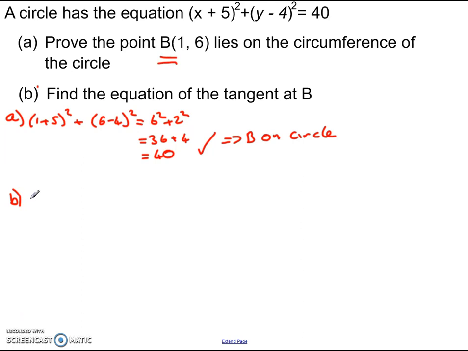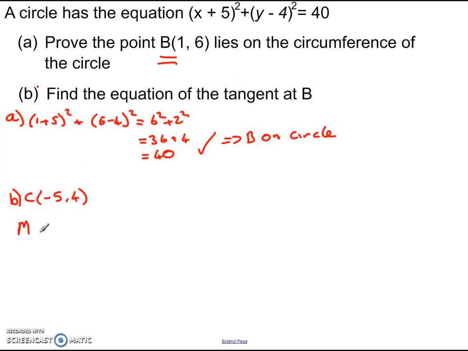So first thing I should really do is look at the equation of the circle here and read off the centre, which we'll call C. Now remember, x minus a, y minus b, where a and b are the centre. That tells me then that the x part of the centre is -5, the y part is 4. So there you go, there's the centre of my circle given in this equation.